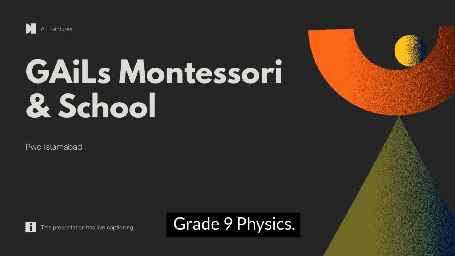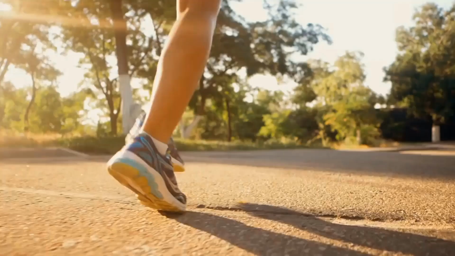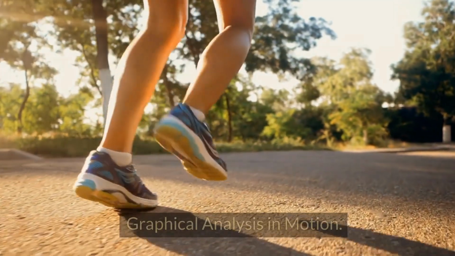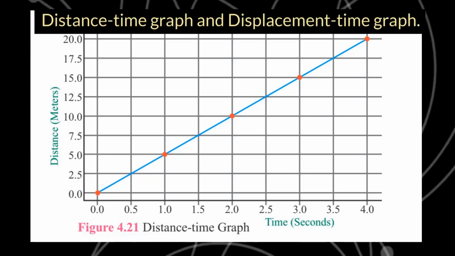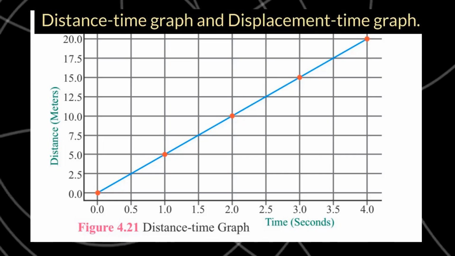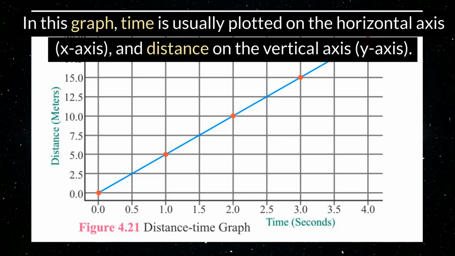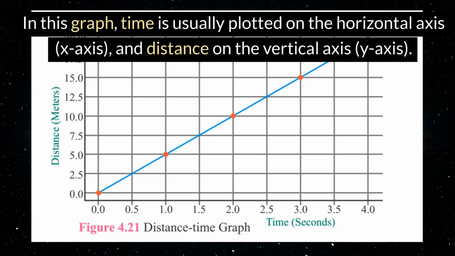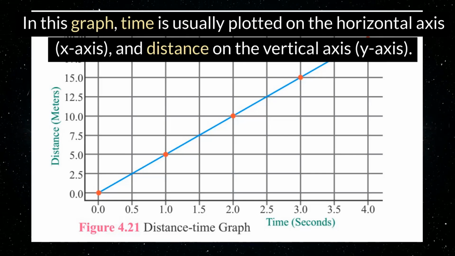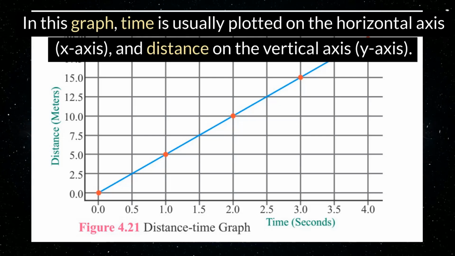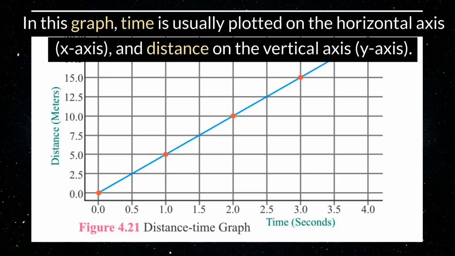Grade 9 Physics. Graphical Analysis in Motion. Distance time graph and displacement time graph. In this graph, time is usually plotted on the horizontal axis, x-axis, and distance on the vertical axis, y-axis.